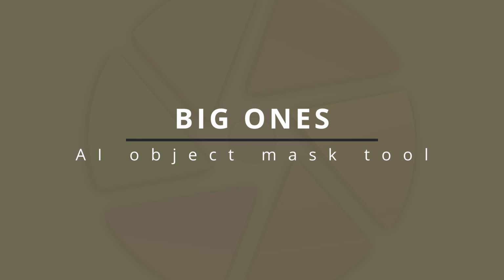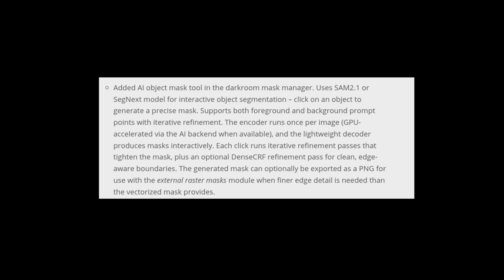Number 3 on the big ones. Added an AI object mask tool in the Darkroom Mask Manager. Uses SAM 2.1 or SegNext model for interactive object segmentation. Click on an object to generate a precise mask. Supports both foreground and background prompt points with iterative refinement.